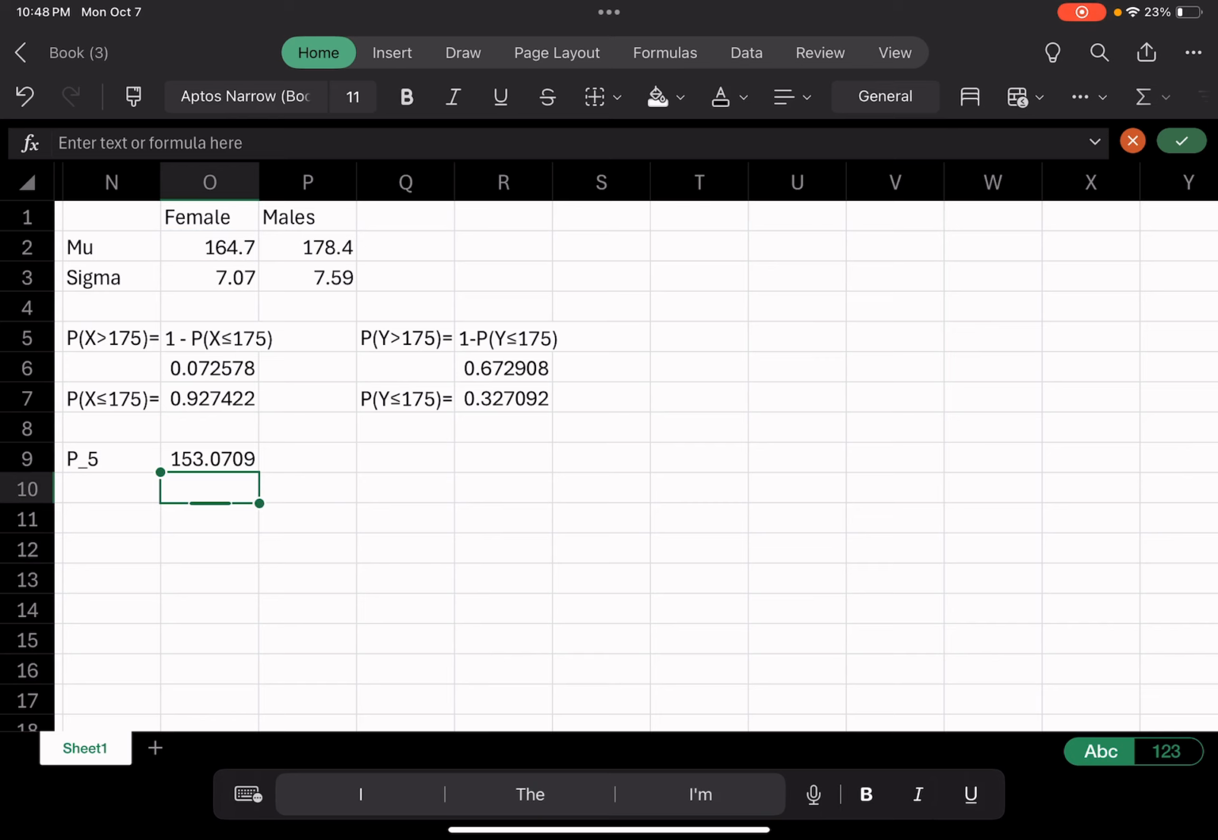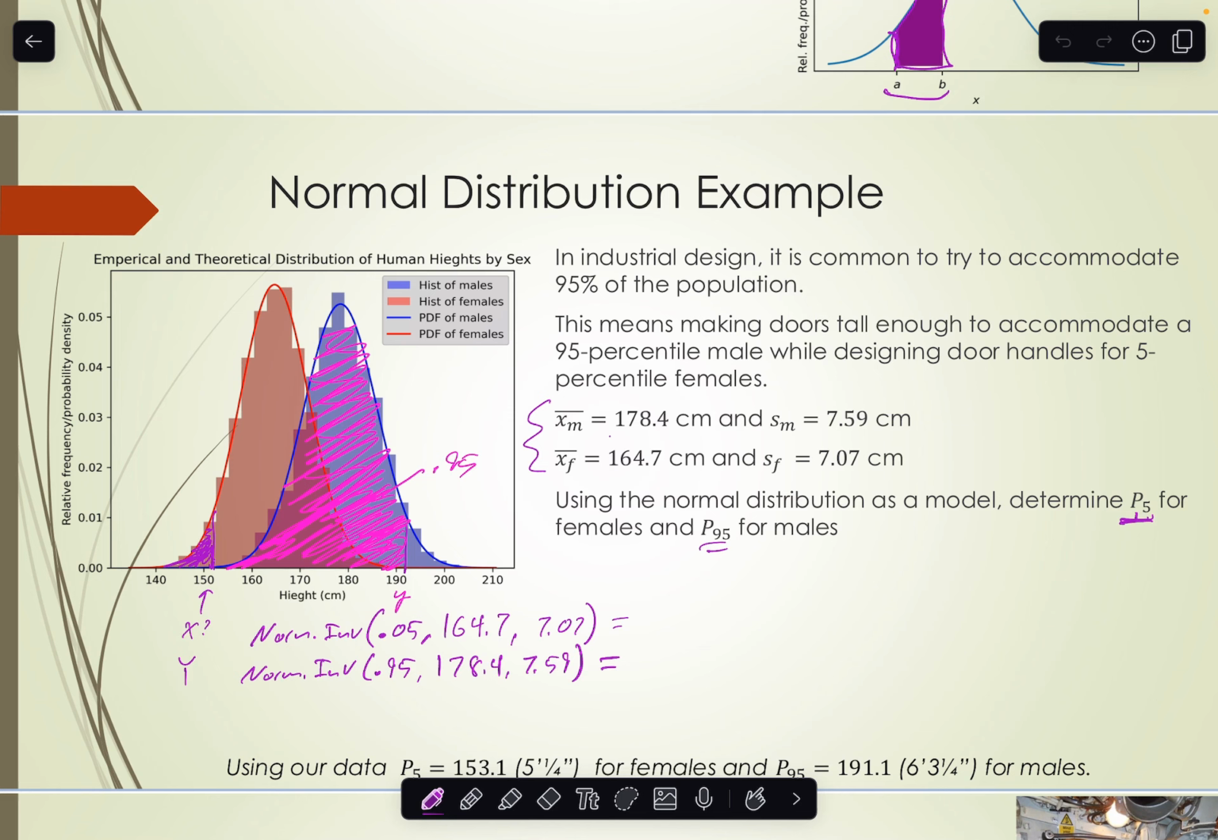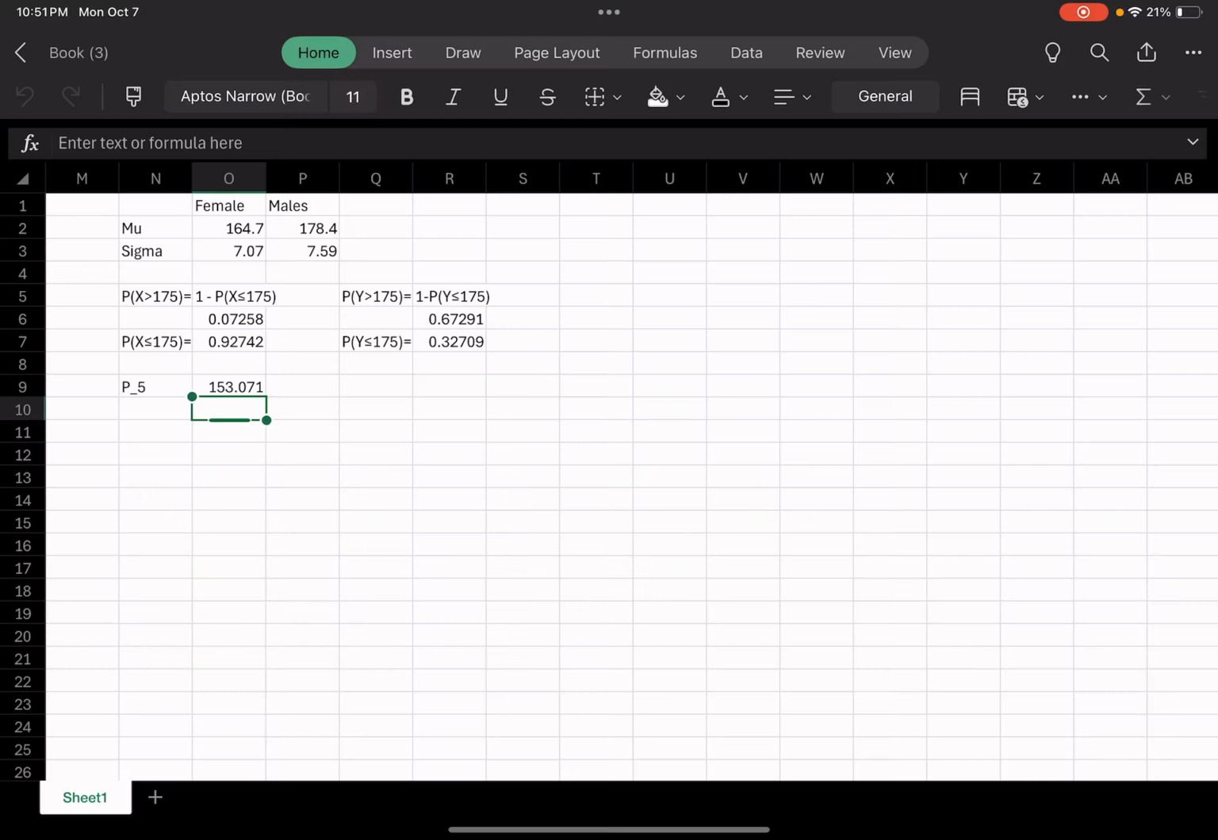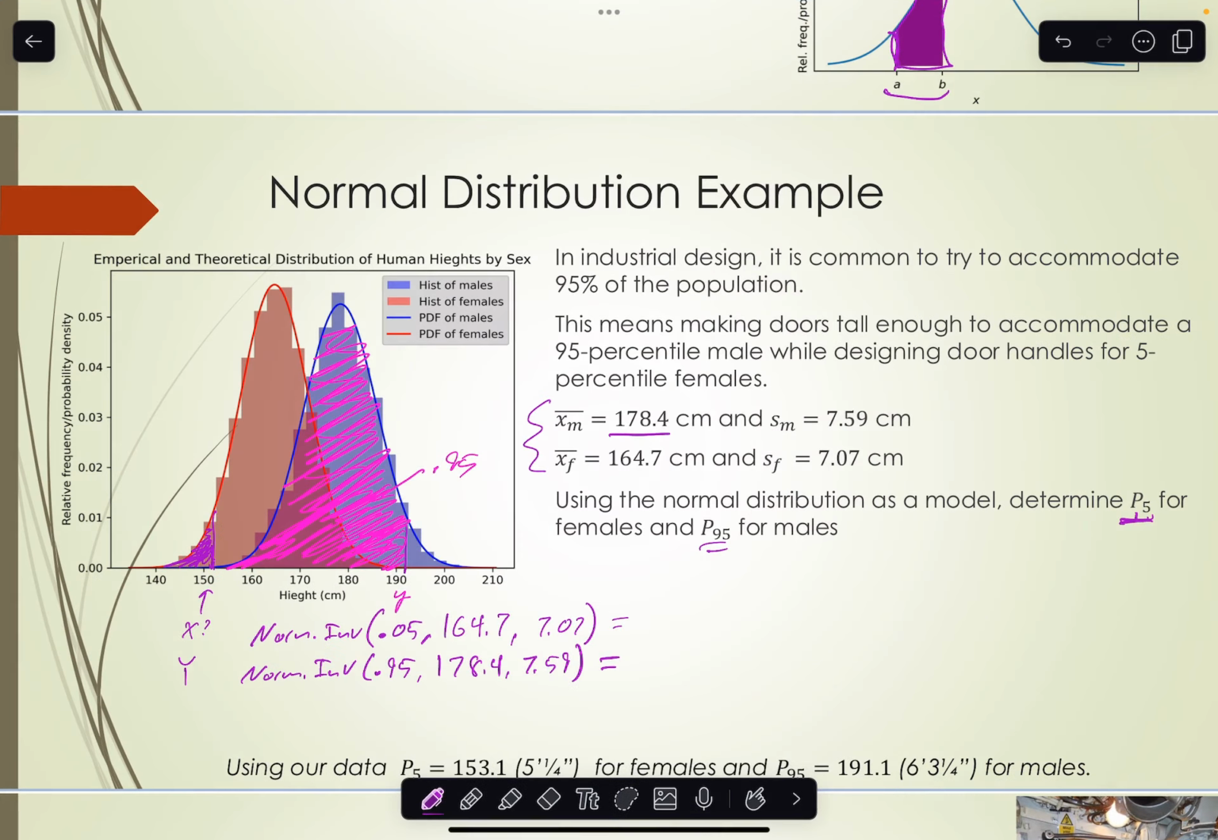100.07 centimeters. So the original data here must be to the nearest tenth, because the mean is to the nearest tenth. So I'm going to want to return my percentile to the nearest tenth. And so I'm going to report 153.1 centimeters. That's going to equal P5. Now let's just check and make sure that makes sense. It looks about where I drew it there. So this should be about 5% of the total female population.